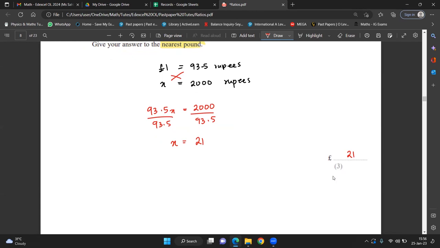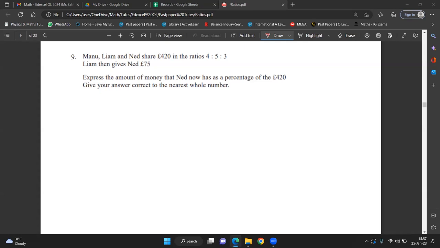Question number 9. Manu, Liam and Ned share £420 in the ratio 4:5:3. Okay. Liam then gives Ned 75. Express the amount as a percentage. I'll give you 3 minutes. Start.